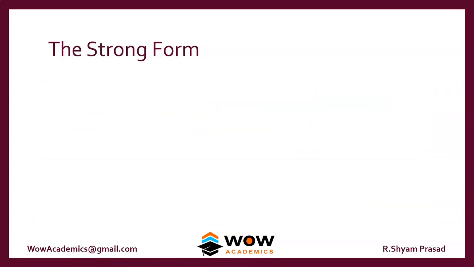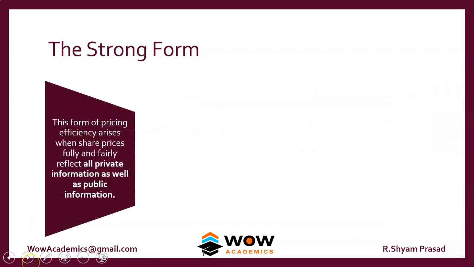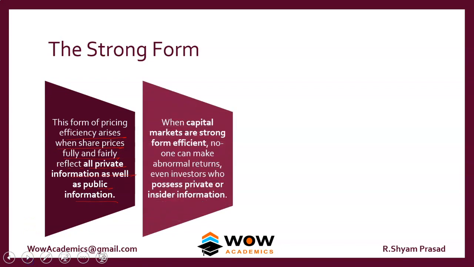So we'll move on to the last form of the efficient market hypothesis. This form of pricing efficiency arises when prices fully and fairly reflect all private information as well as public information. That is, it says even if you are the CEO of a company and you have private or insider information about your own company, you still won't be able to make money in the stock market. Do you think it is correct? Okay, so that's what they say again. Even if you're a CEO and you have insider information, you won't make money in the stock market.